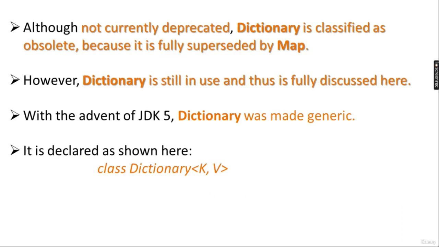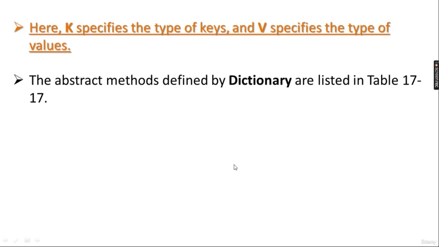Although not currently deprecated, Dictionary is classified as obsolete because it's fully superseded by Map. Nowadays, nobody uses the Dictionary class. Everybody uses the Map. Okay. However, Dictionary still is used, not deprecated. We will see in detail. With the advent of JDK 5, Dictionary was made generic. Its declaration is class Dictionary<K, V>, where K specifies the type of key, V specifies the type of value.